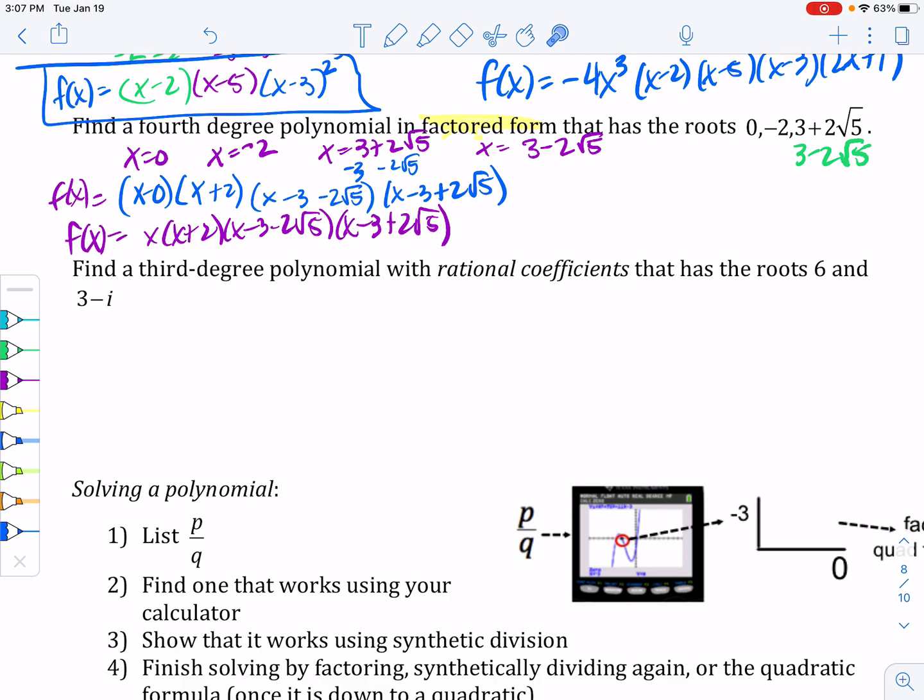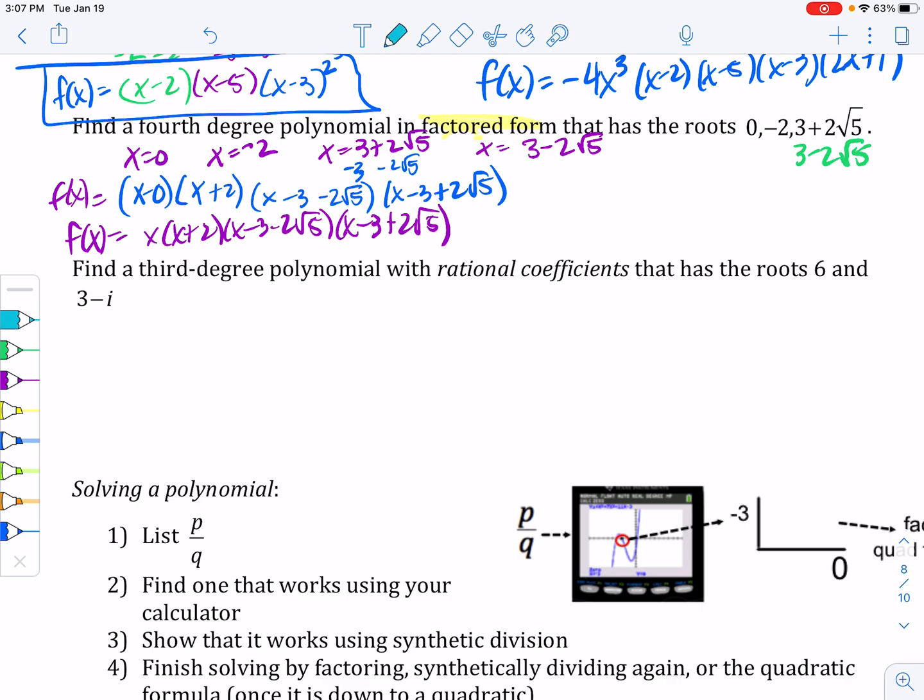Now, this one is a little bit tedious and not fun, but we are going to deal with it anyways. So find a third degree polynomial, so our degree is specified, with rational coefficients that has the roots 6 and 3 minus i. Notice this one doesn't say factored form, so we've got our rational coefficients, which means I have to multiply it out, which is a bummer, because that's not our favorite thing to do.